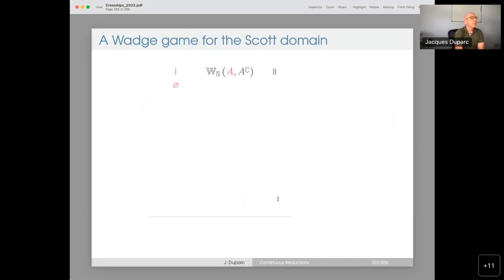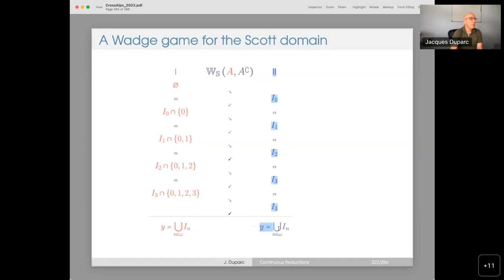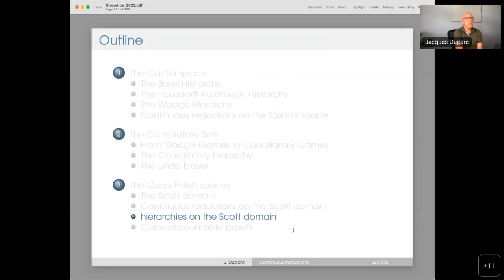Why? Look at this winning strategy for player 1. I play the empty set. Player 2 plays I0, which may be infinite. I play I0 intersected with the singleton 0. Player 2 plays I1. I play I1 intersected with {0, 1}, and so on and so forth. So I'm player 1, I only play finite sets. But at the end, for sure, what has been played by player 1, this X, is exactly the same as what has been played by 2. And X belongs to A if and only if X does not belong to the complement of A. So 1 has a winning strategy in this game. So 2 does not have an ultra-positional winning strategy. So A does not reduce to the complement of A. So you only have non-self-dual sets.